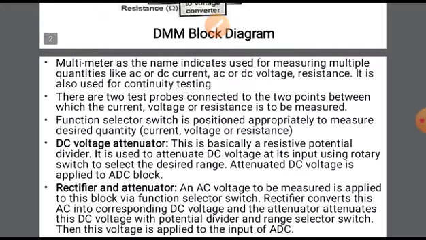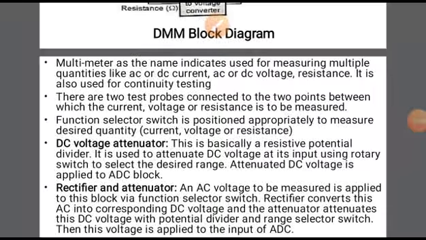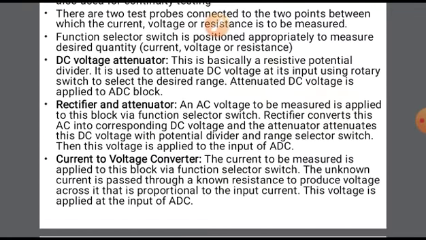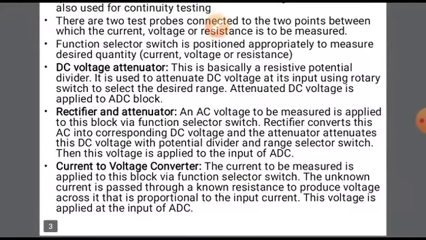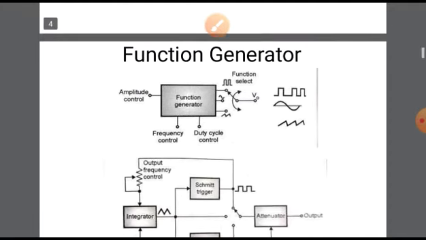The multimeter, as the name indicates, is used for measuring multiple quantities such as AC and DC. I already told you: AC voltage, DC voltage, AC current, DC current, and resistance, and it is also used for continuity testing. We have already used it in practical sessions. The DC voltmeter uses a resistance potentiometer divider circuit. So here is the general operation.